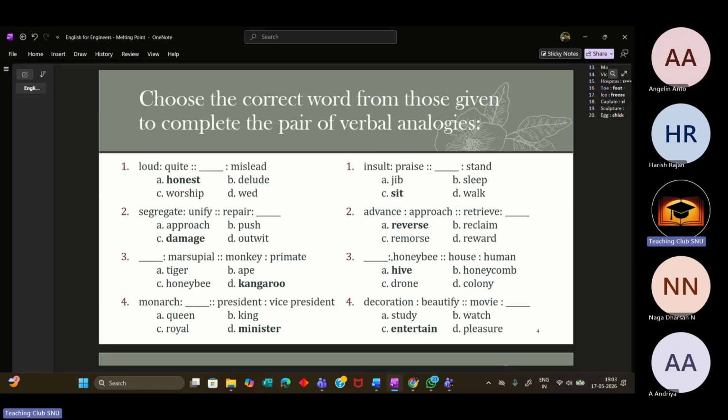Stuff like advance, approach; retrieve, dash. The relationship between these two is synonymous. Advance means approach. What does retrieve mean? Retrieve means reverse. That's as far as it goes.